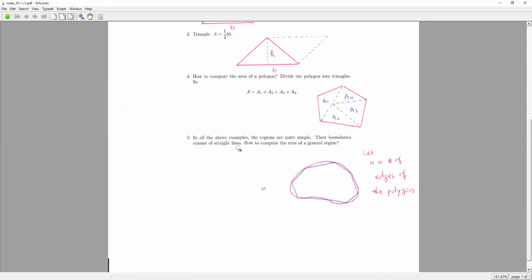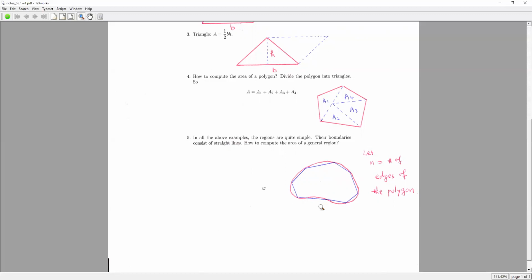Now, a key question is how to exactly find the area of a general region. By a general region, I mean a region whose boundary is a curve. Here we have a general region. The boundary is a curve. Now the question is how to exactly find the area of this region.